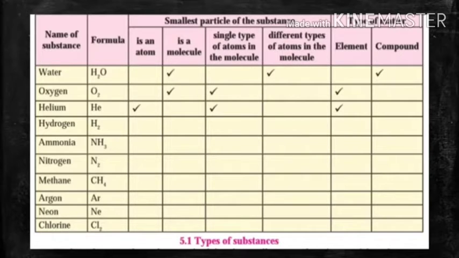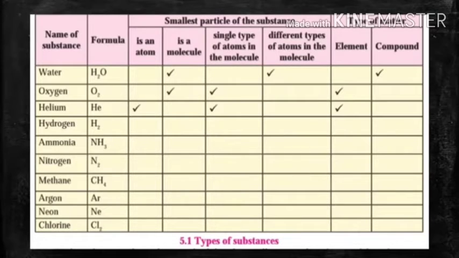The third example is helium. It is an atom because a single atom is present. If more than one atom is present, then we can say that it is a molecule. And it is a single type of atom. It is an element.